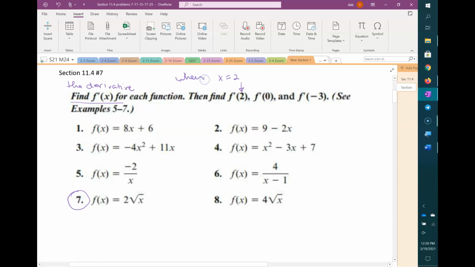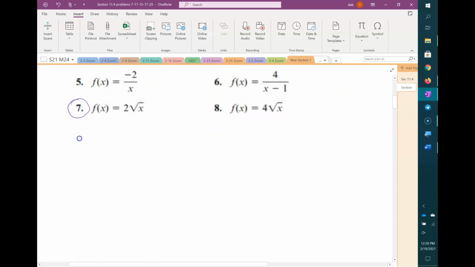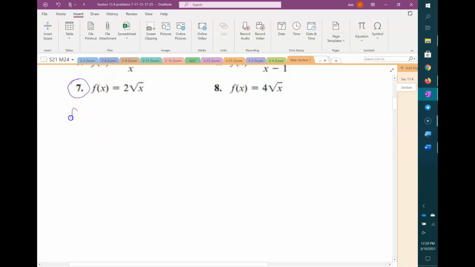That's the meaning of this notation, f prime of 2. And then when x equals 0, and then when x equals -3. So we want a formula for the derivative that we can plug different x values into. So the first thing we need to find is f of a plus h. So that says everywhere I see an x, replace it with an a plus h. And then f of a is 2 times the square root of a.